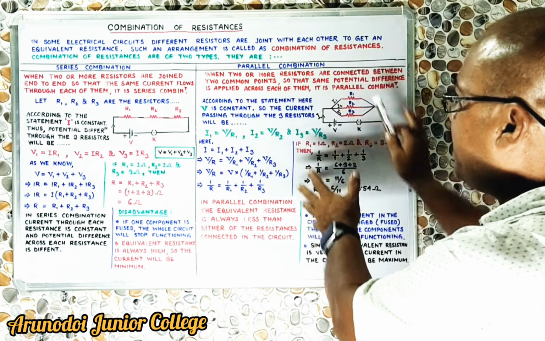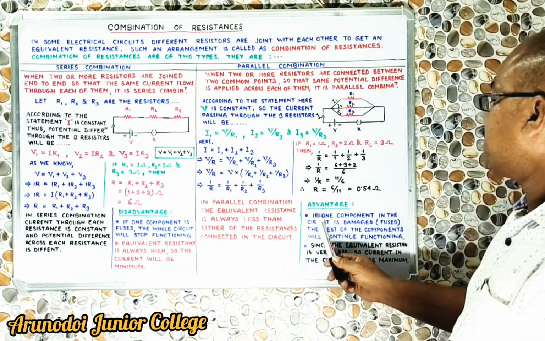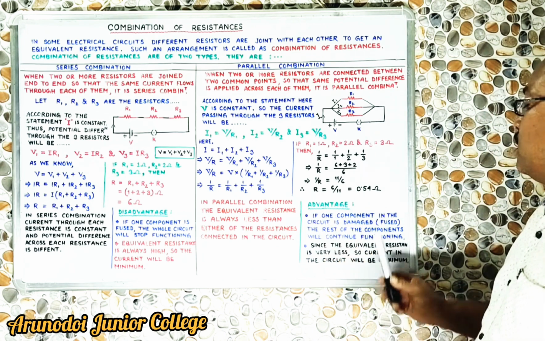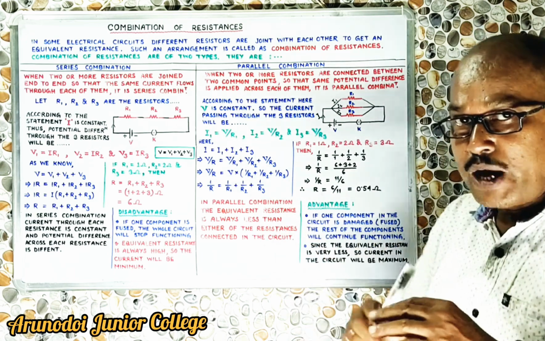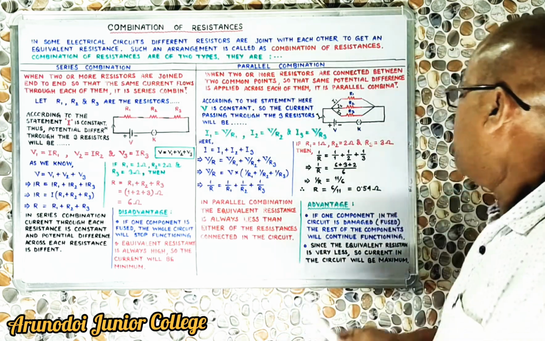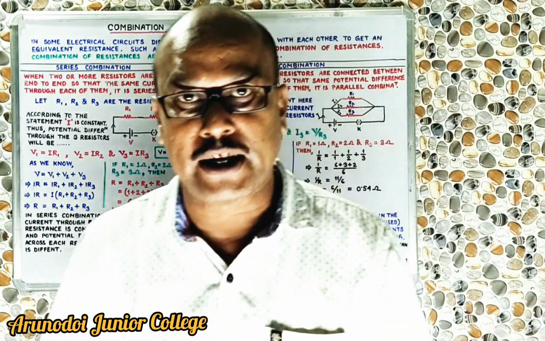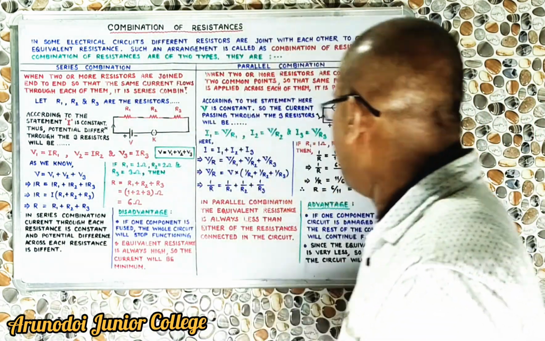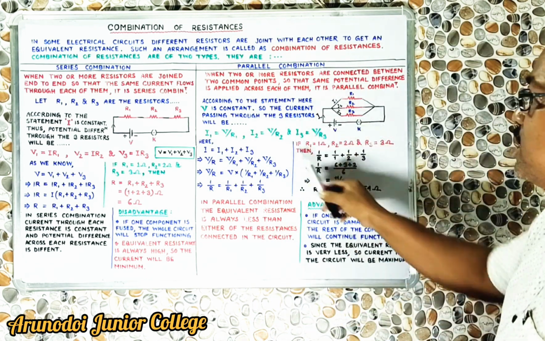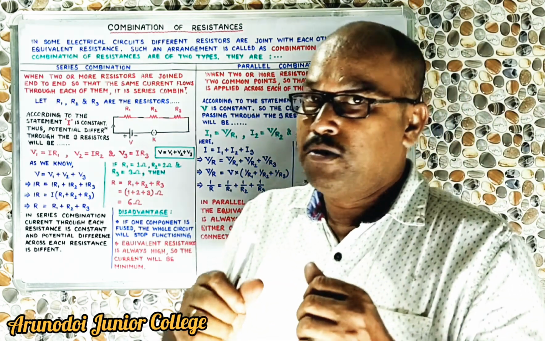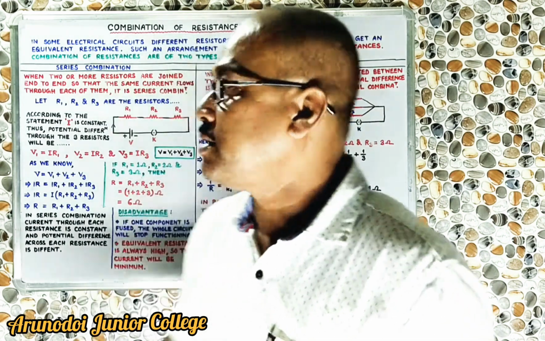Now what are the advantages of this parallel combination? The first advantage: if one component in this circuit is damaged or fused, we have to take no tension. Why? Because the rest of the components in the circuit will still continue functioning. That is the first advantage. And the second advantage, since the equivalent resistance is very small in this combination, the current flowing in the circuit will be maximum.